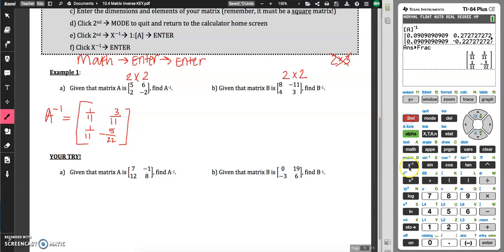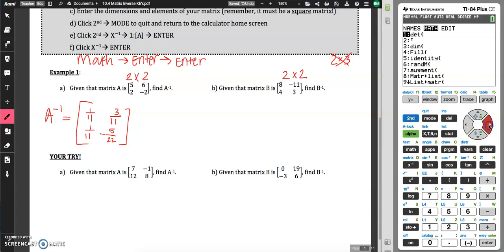So go to second, matrix. I'm going to go over to edit. I'm just going to edit matrix A again because we're done with that other one. So click enter. It's already a 2 by 2. That's good. So I keep clicking enter until I get onto the entries. 8, -11, 4, and 3. Okay, I want to find the inverse, so I have to quit this completely.